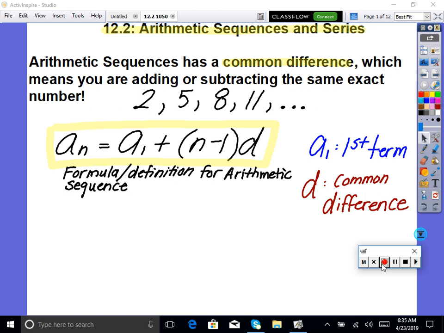It can't be just a pattern. Like if you add 1, then add 2, then add 3, then add 4, yes, that's a pattern, but it would not be considered arithmetic. So not all series are arithmetic, only if they meet this criteria.